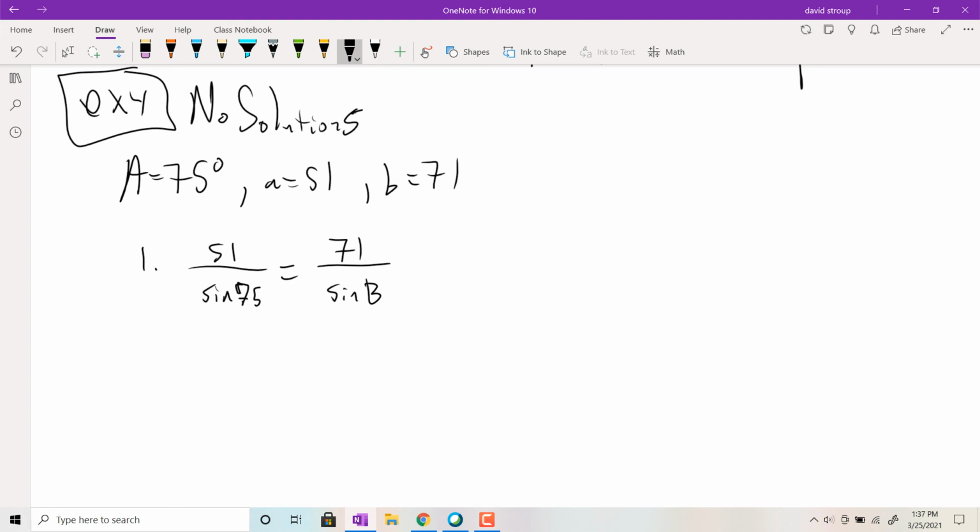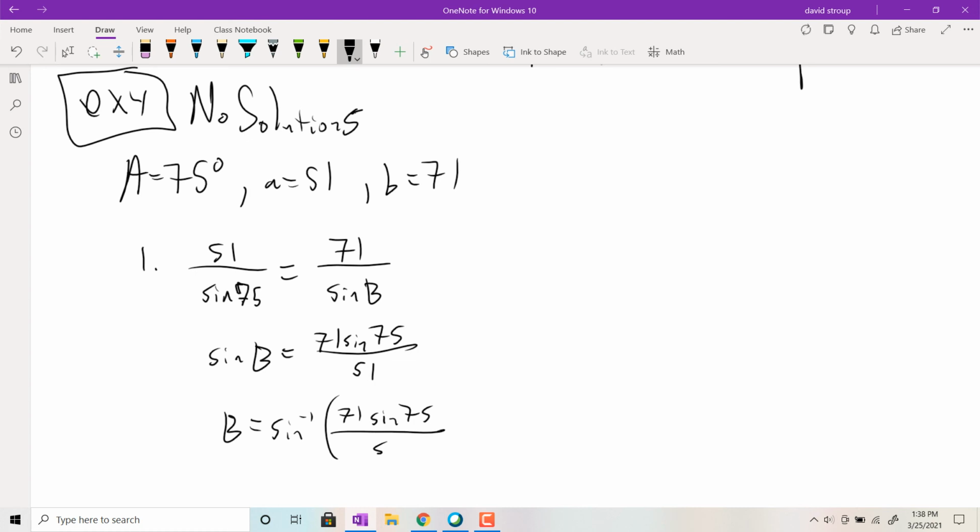And usually you're going to have to, just to figure out which version you're dealing with. So anyways, solving for sine B, you'll get sine B equals 71 sine 75 all over 51. And then, of course, you get B equals sine inverse of 71 sine 75 all over 51.